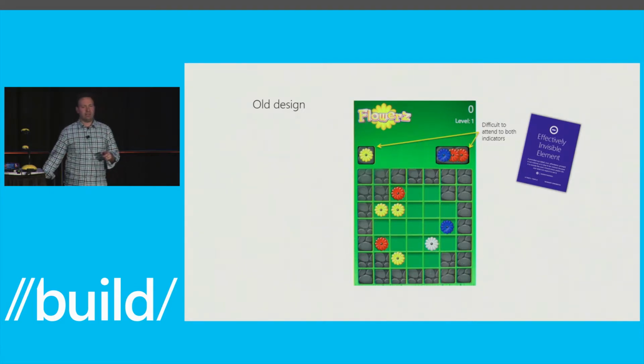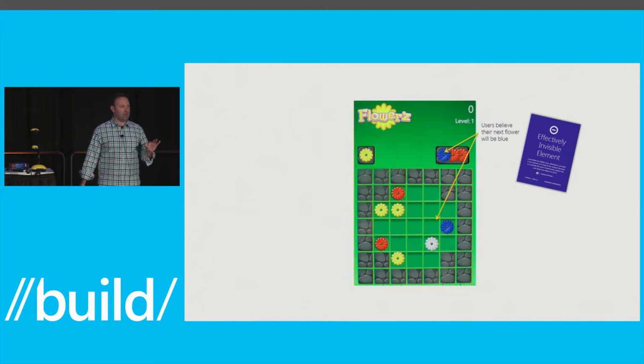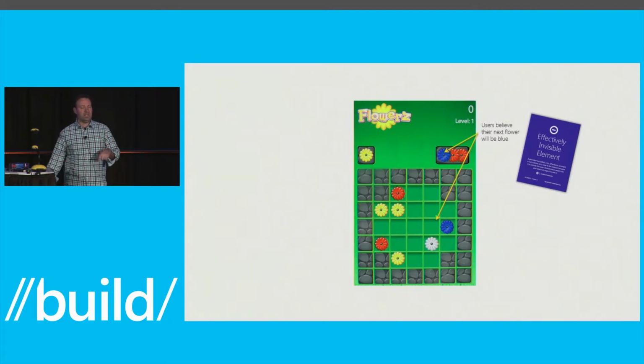So what would end up happening, and yes, that's an effectively invisible element when that happens, is that when people attended to this one, no worries. They knew what was coming next. It was a yellow flower. But when people instead would attend to this one, they would expect a blue flower, right? And so where would they put their blue flower? They're trying to match 3. They'd put it here. Except they wouldn't get a blue flower. They'd get a yellow flower, and they'd be mad.